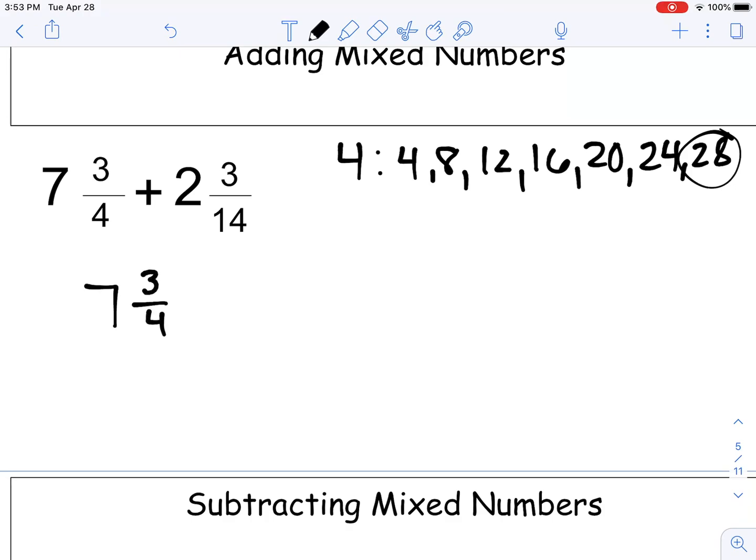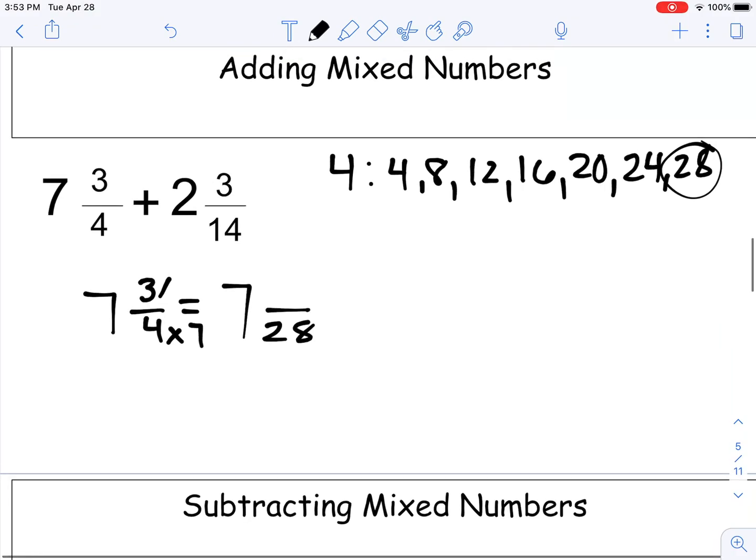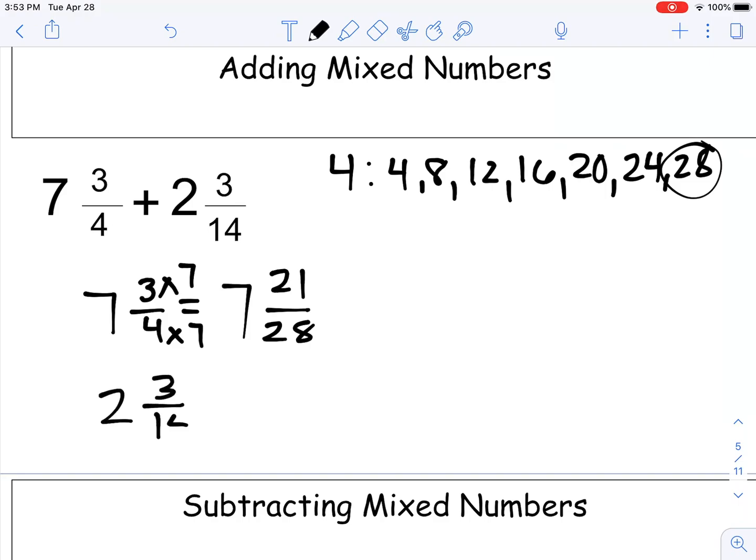Alright, so 7 3/4. New denominator is going to be 28. Keeping that whole number. 4 times 7 gives me 28, so I'm going to do the same to the top. 3 times 7 is 21. And then 2 3/14. New denominator is going to be 28. I know 14 times 2 is 28. 3 times 2 is 6.